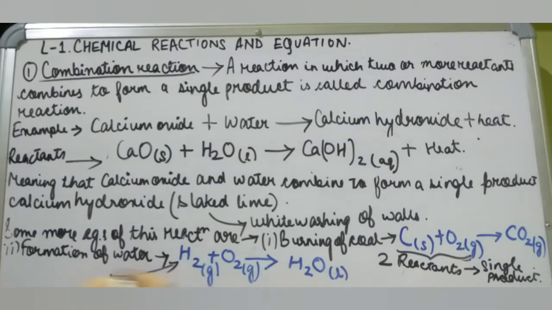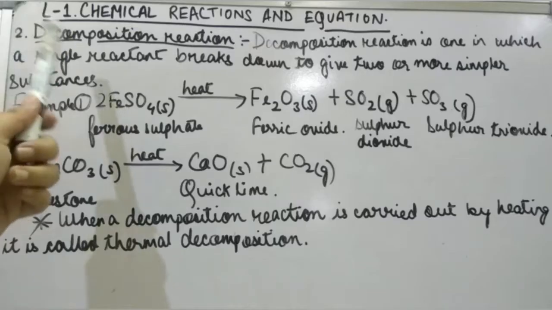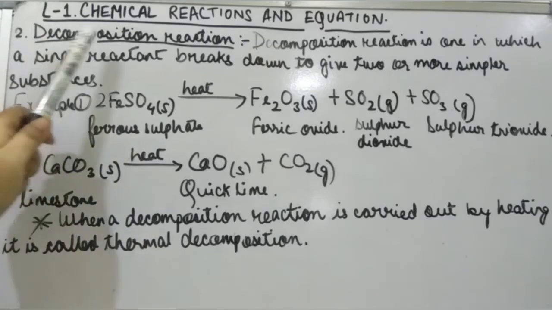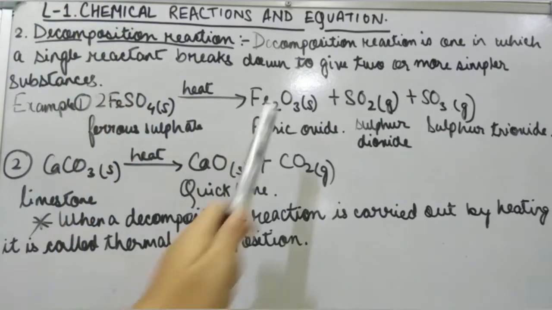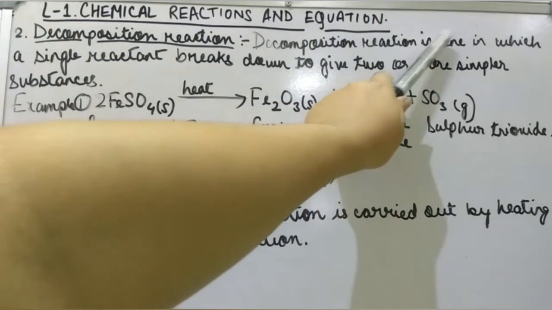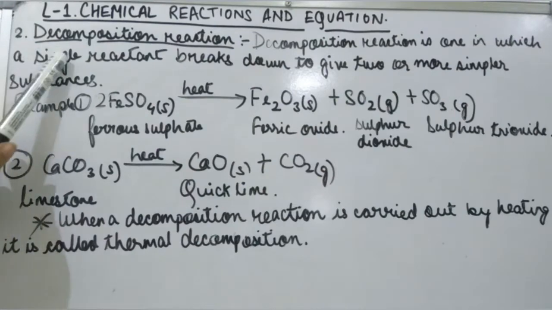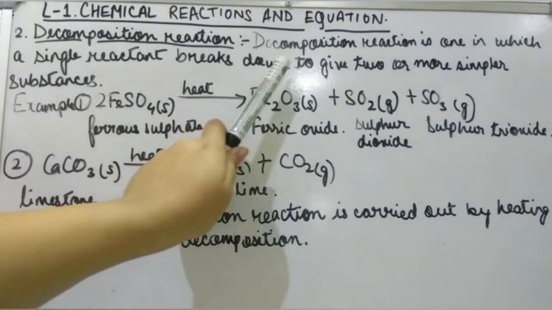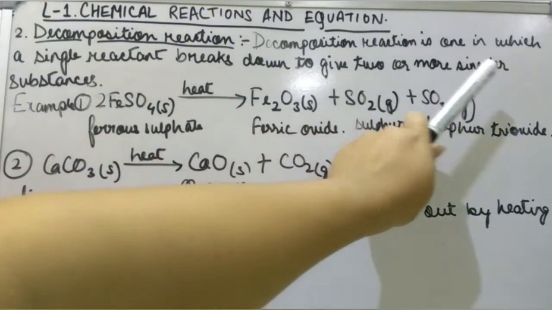You can say these two combine and form this product. So this is called a combination reaction. The second type of chemical reaction is decomposition reaction. A decomposition reaction is one in which a single reactant breaks down to give two or more simpler substances.